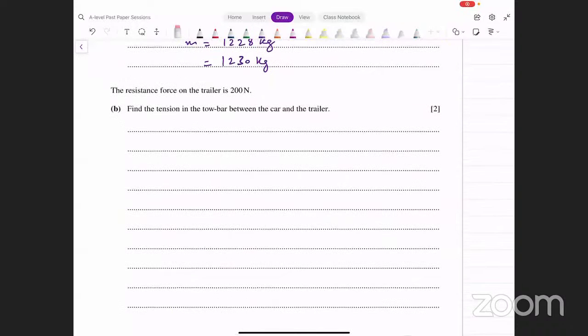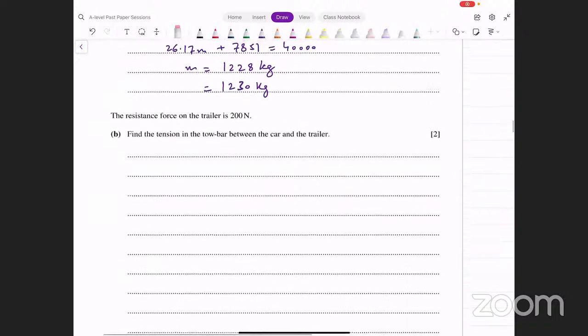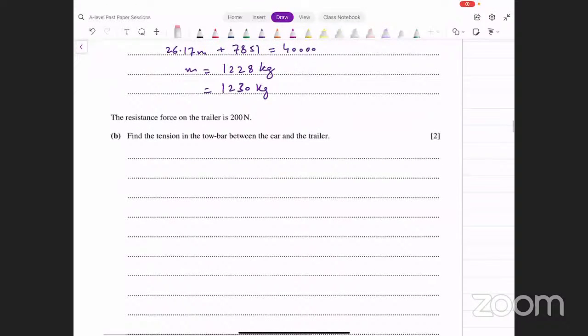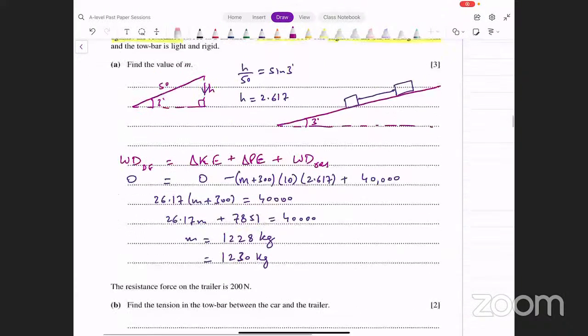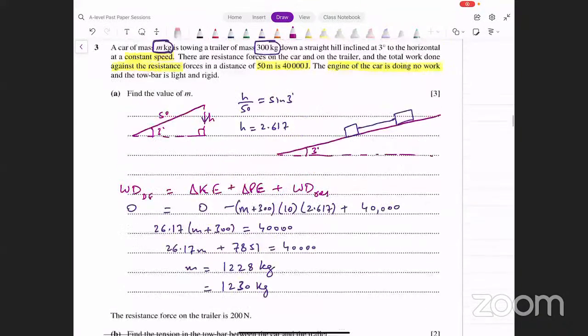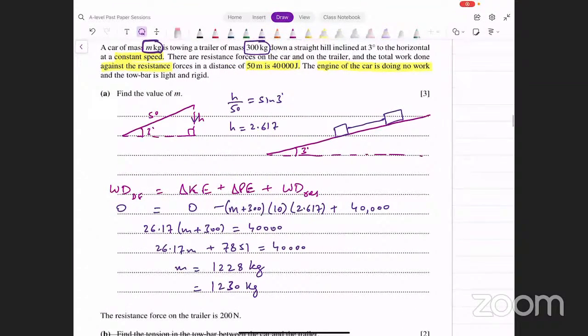It says the resistance force on the trailer is 200 Newton. Resistance is 200 Newton. उसने आपको resistance की value बता दी है. Okay. Find the tension in the tow bar between the car and the trailer. अब उसने tension की value मांगी, आपसे force मांगी उसने. ठीक है. So now in this part, it's going to be easier to use the forces method. ठीक है. So हम यहाँ पे वो कर लेते हैं. I'm going to just draw that figure here again. In fact, हमें यहाँ पे वही वाली figure यहाँ पे copy कर लेते हैं.